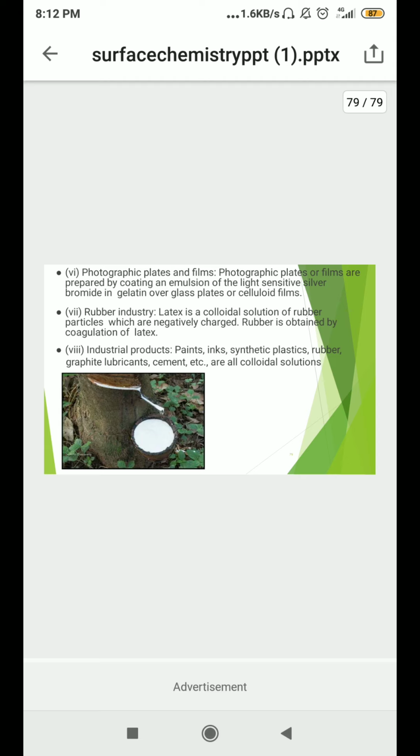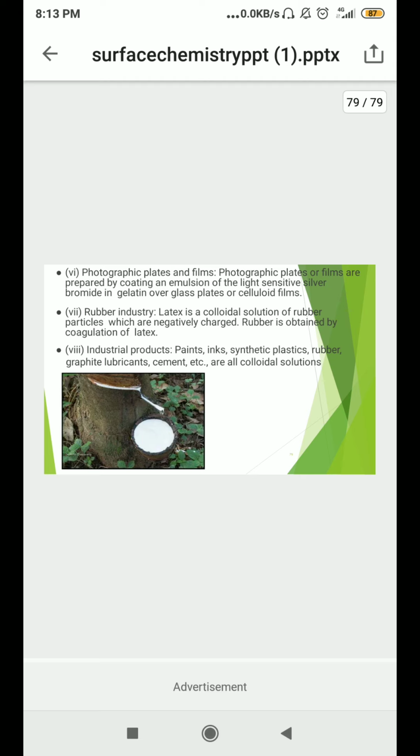In photographic plates, this colloidal solution has been used, so it has multiple uses. Photographic plates or films are prepared by coating an emulsion of the light sensitive silver bromide in gelatin over a glass plate or celluloid film. Okay, this is one of the major uses.